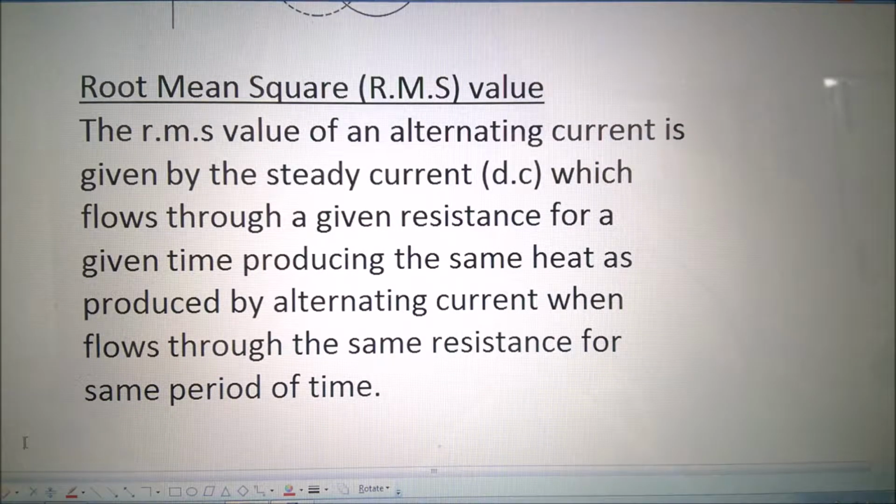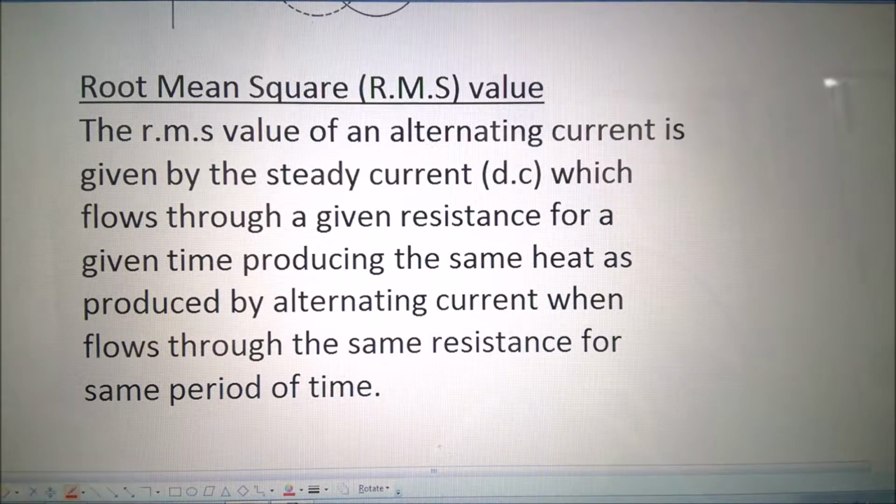Root mean square value. Now, root mean square value is an important concept for solving AC problems. The root mean square value of an alternating current is given by the steady current which flows through a given resistance for a given time producing the same heat as produced by the alternating current when it flows through the same resistance for the same period of time. Now, what does it mean?